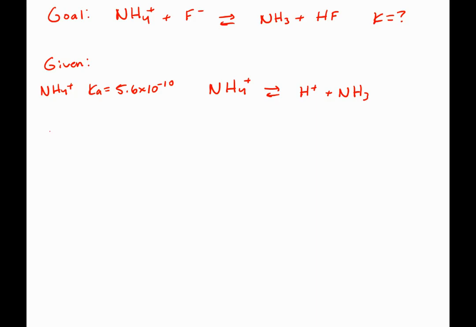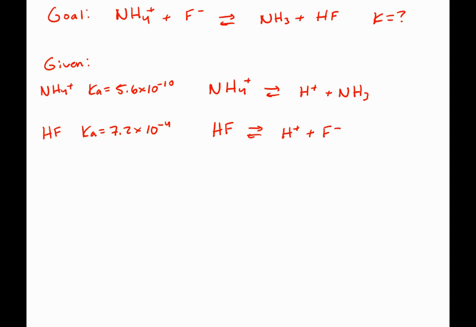And we're also given the Ka of HF, 7.2 times 10 to the minus 4. And again, let's think about what that means, right? So that value of 7.2 times 10 to the minus 4 is the acid dissociation constant for HF. This corresponds to the reaction where HF breaks up into H plus and F minus. So these are the Kas that we've been given, and these are the reactions that those correspond to.